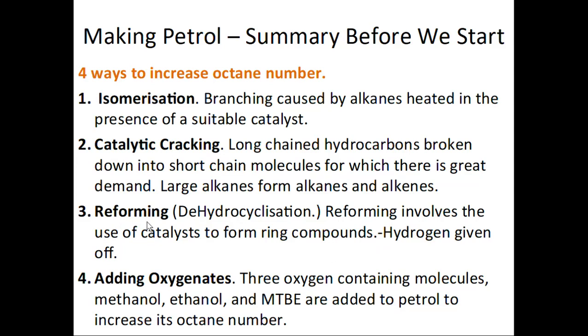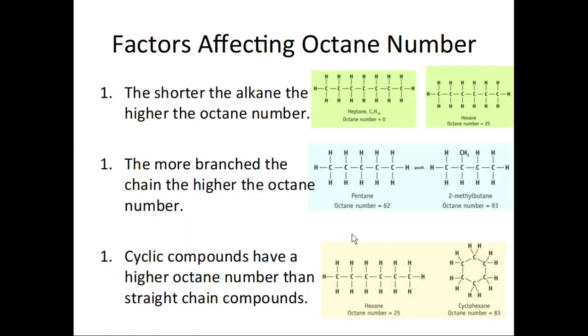Reforming is the next one. This involves the use of a catalyst to form ring compounds, and hydrogen is going to be a product of that. So again, here we've got hexane and we've got cyclohexane. If you look at the formula of hexane, you've got your 6 carbons, which we have here, and we've got 14 hydrogens here.